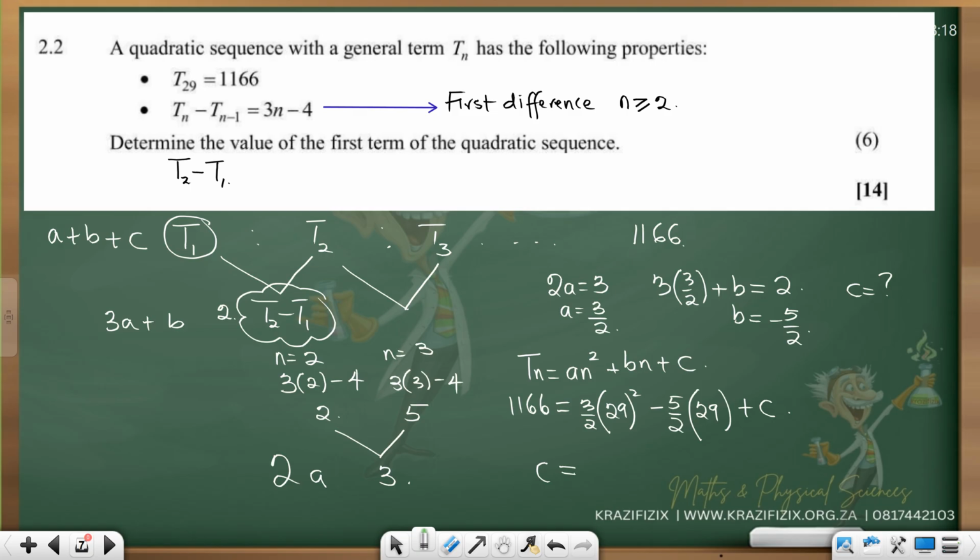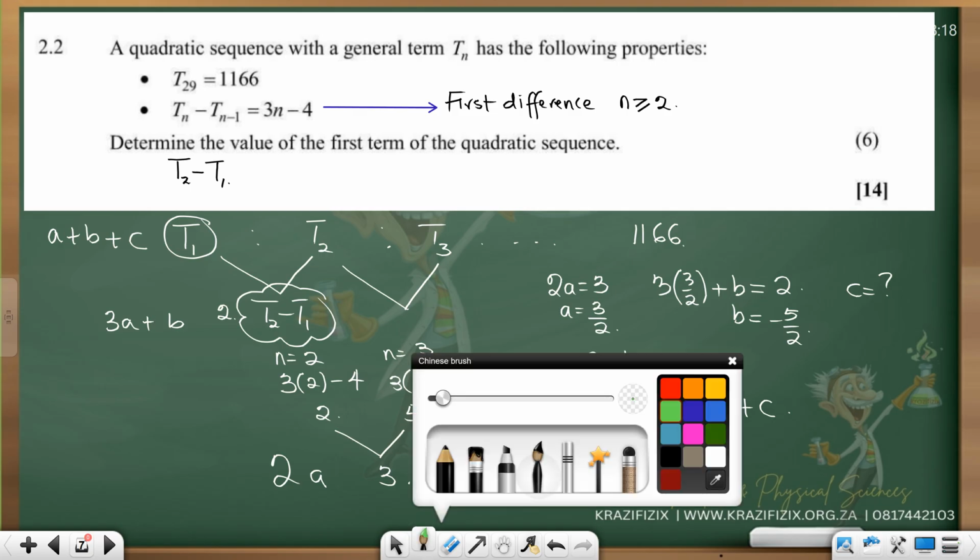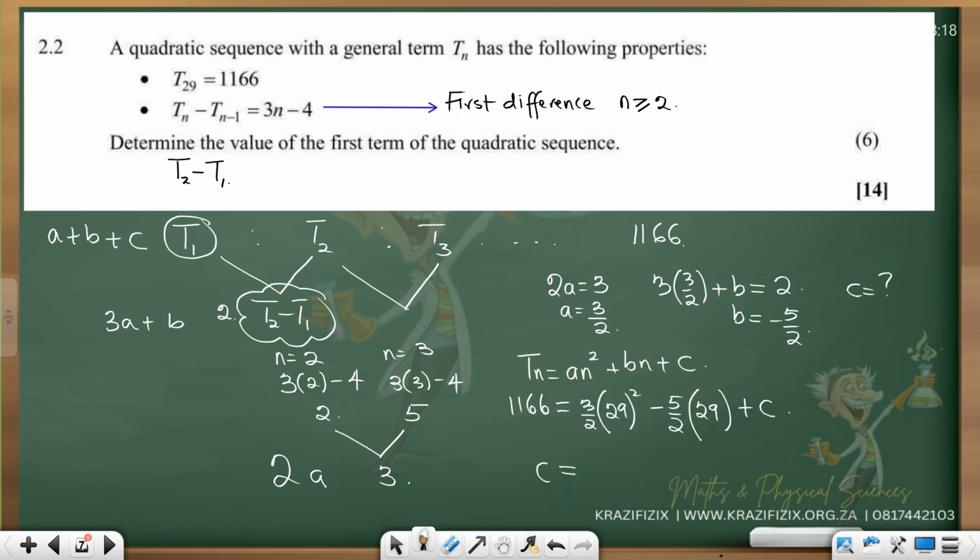Yes, Lebo? How do we find the T1? T1. Yes, sir. Did you get C? No, sir, I'm trying to find C, but I'm struggling finding T1. Look at the equation I gave you on the board. Do you see my equation? Don't worry about that T1, we're going to get it. Let's complete this. What is C?